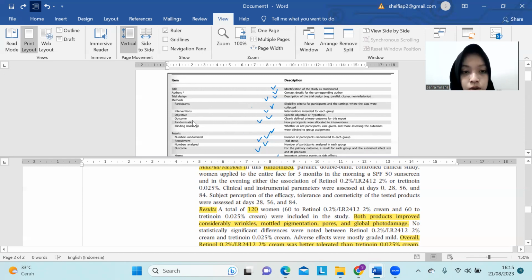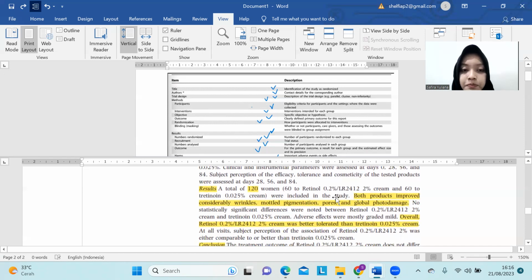Next we are going to the outcome. Outcome is the clearly defined primary outcome for this report, and this is: overall, the retinol cream was better tolerated than tretinoin cream.